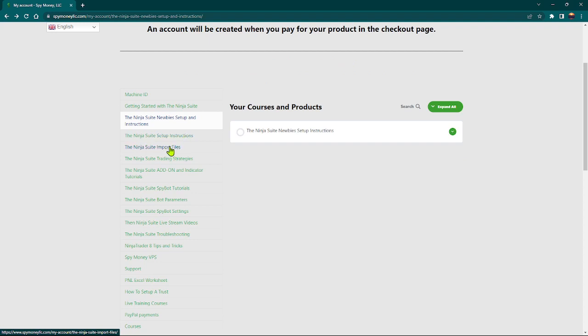Then we have our import files. As soon as you lease, you're going to get to the import files, and you can load these right now. So if you lease it now, you would immediately get access to all this and be able to import the files and be training today, watching your videos and so forth.